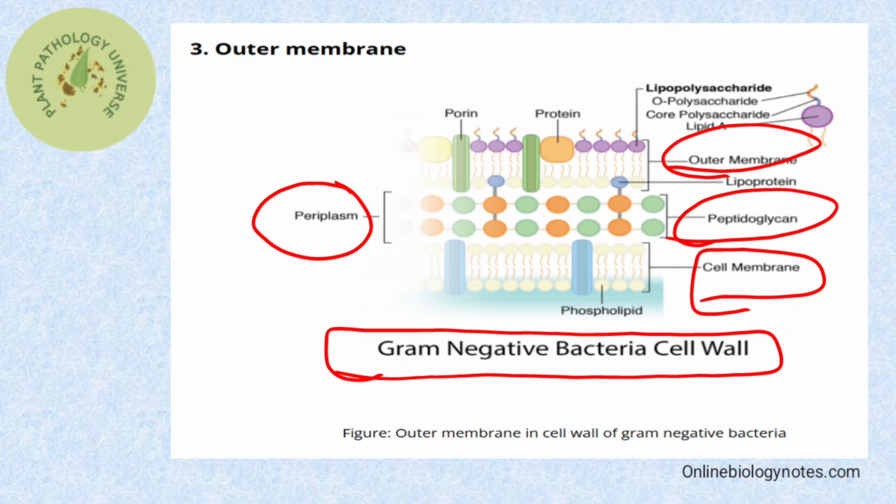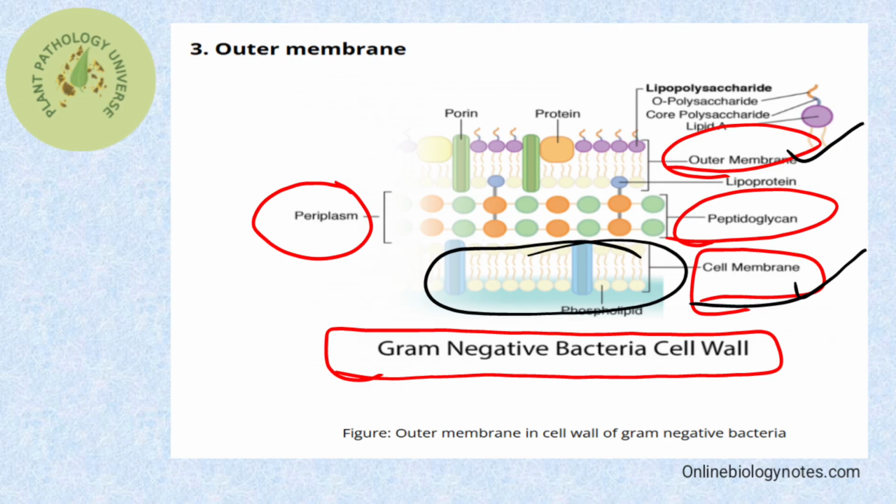So basically you can see here that the peptidoglycan is interlinked between your outer membrane and your cell membrane, and it is smaller in quantity as compared to your gram positive, right? Here you can see this is the normal cell membrane having the phospholipids. However, this is your peptidoglycan layer, which is present in a region that is known as periplasmic space, right?